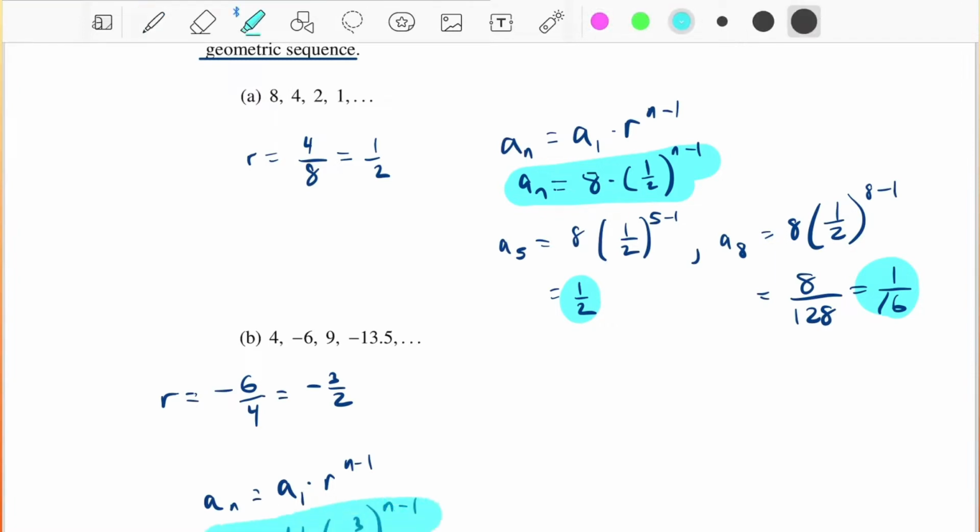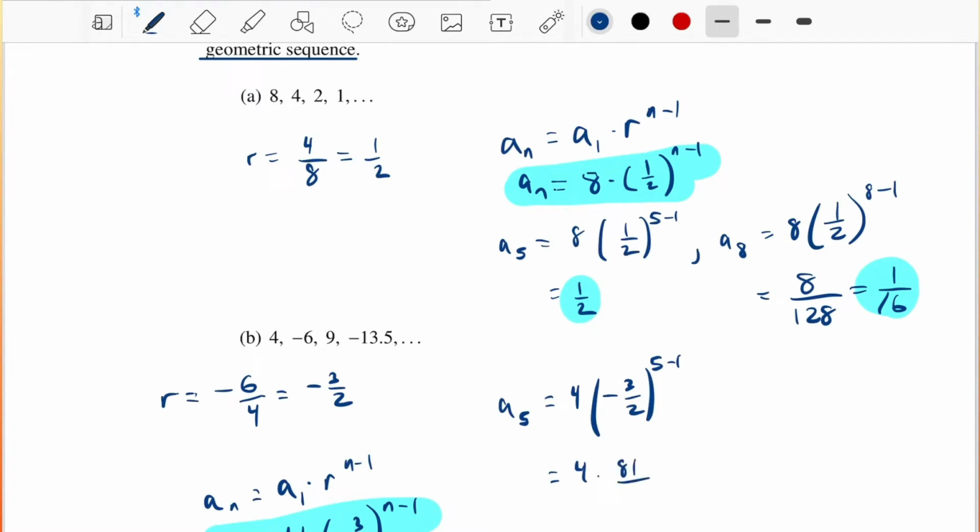Now we can find the fifth term by substituting 5 in for n. The first term is 4, and we have -3 over 2 to the 5 minus 1, which is 4. Because 4 is an even number, that's going to make this term positive. So 3 to the fourth is 81. So we have 4 times 81 over 2 to the fourth, which is 16. And then 4 simplifies with 16 four times. So we end up with 81 over 4 for the fifth term.